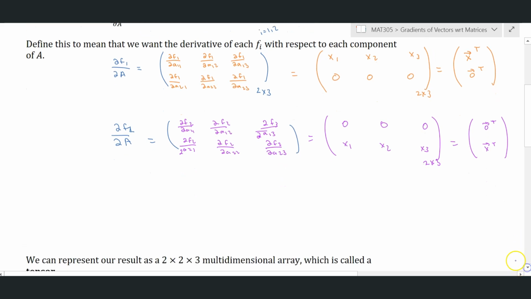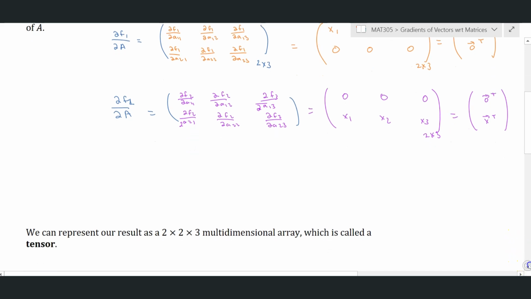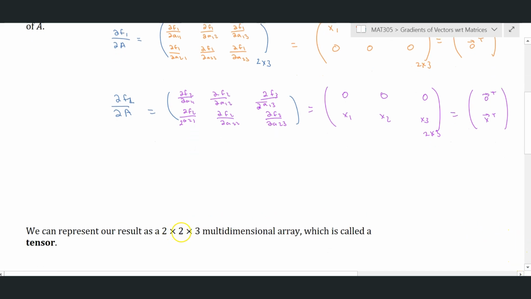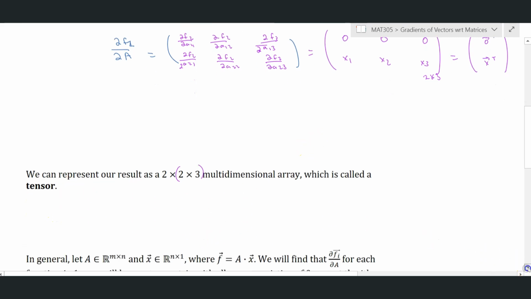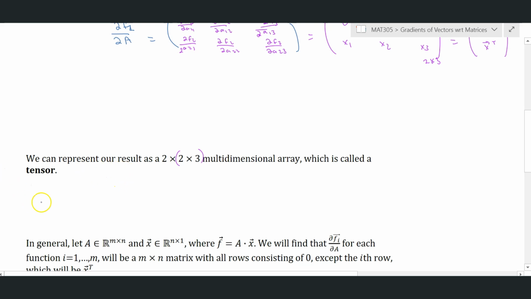So the question is, well, how do we write this? Well, there's a couple of ways. One way is to think of this as two 2 by 3 matrices, which could be thought of as a 2 by 2 by 3. That's called a multi-dimensional array, and in mathematics and computer science, it's often referred to as a tensor. So, okay, well, that means that to represent it as a 2 by 2 by 3, let's think about it this way for a moment.